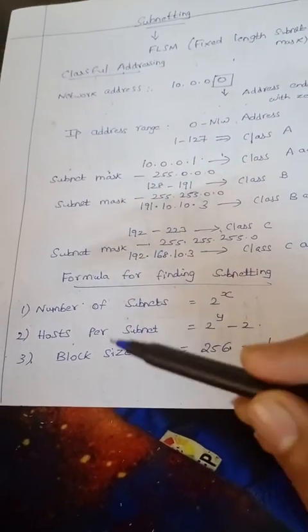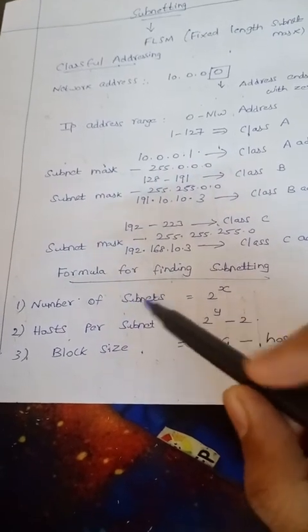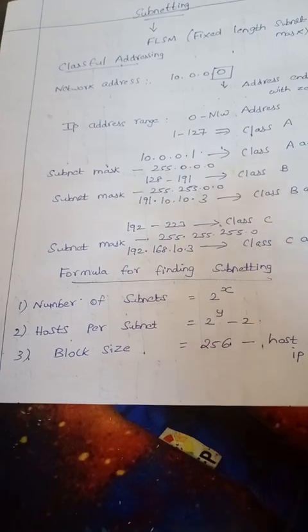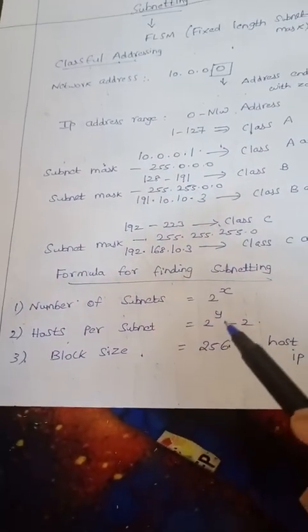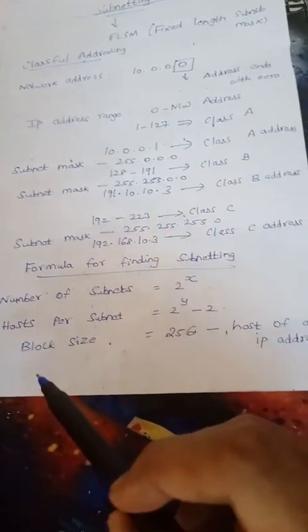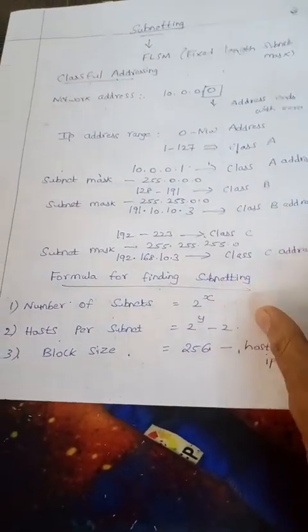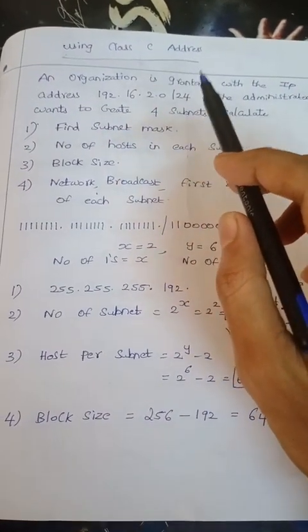Now let us look at some formulas for subnetting. The number of subnets equals 2 power x. Hosts per subnet will be 2 power y minus 2, and block size will be 256 minus the host value of an IP address. Okay, this is the formula. Now we can solve a problem using a class C address.